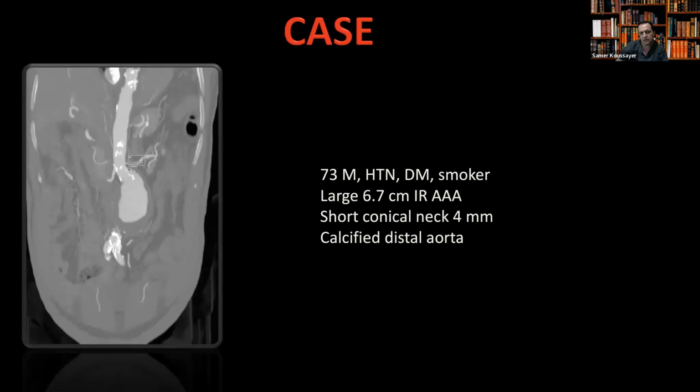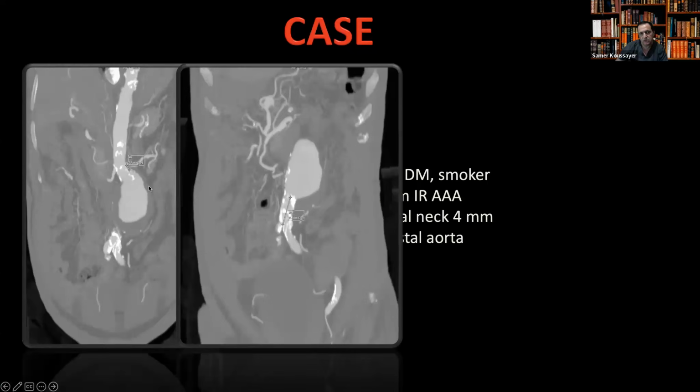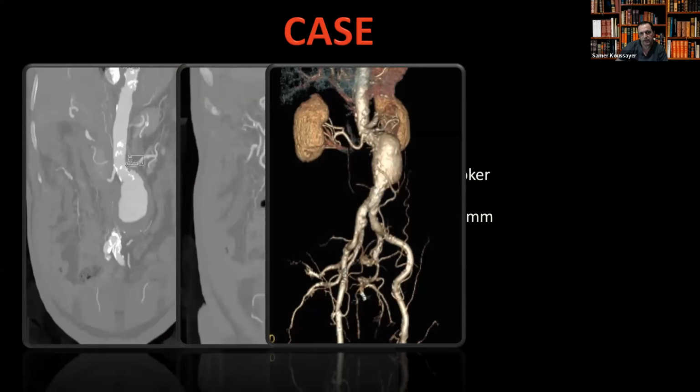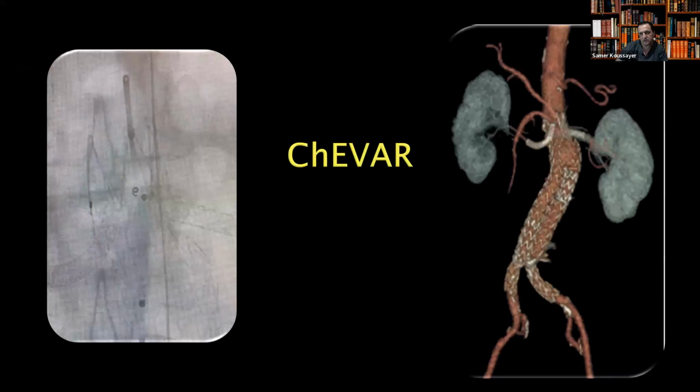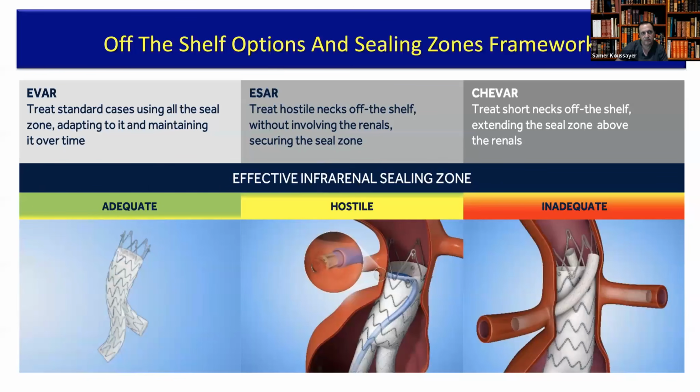Let me give you an example here of chimneys. You see it's a very short neck here, 4 millimeters, and you can see it's very wide here, there is no sealing zone. So we ended up putting 2 SHEVARs and then a stent graft, and it did fine.